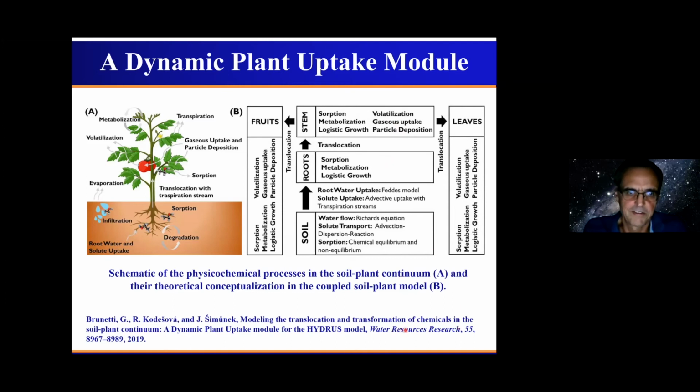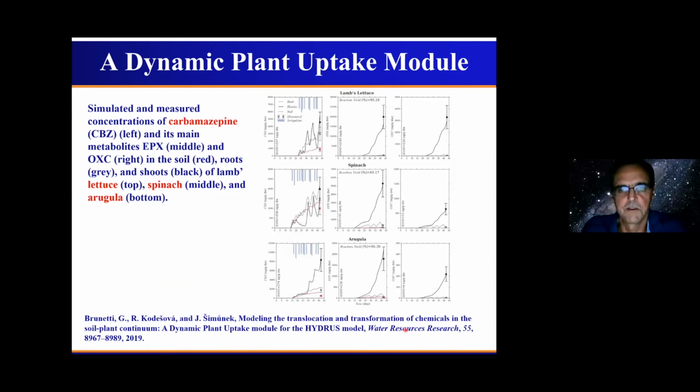We had the data set on which we already tested it, where we dealt with the chemical carbamazepine, whatever that is. I think it's a pharmaceutical, and how it's being uptaken by different plants, lettuce, spinach, arugula, into roots, shoots, leaves, etc. So we simulate that entire system.